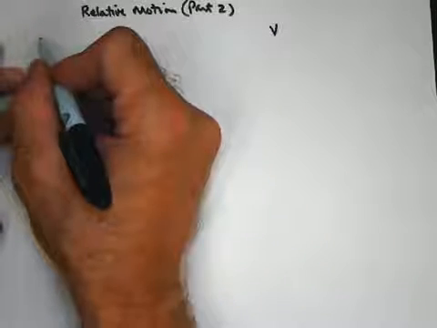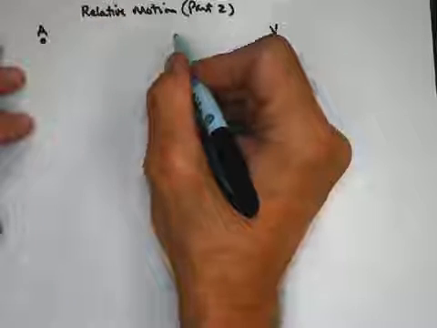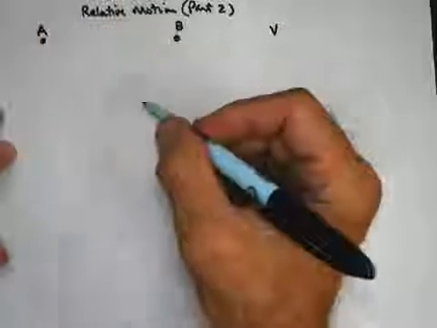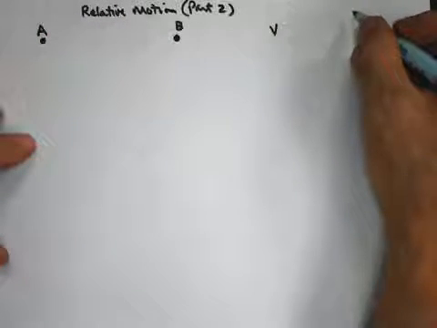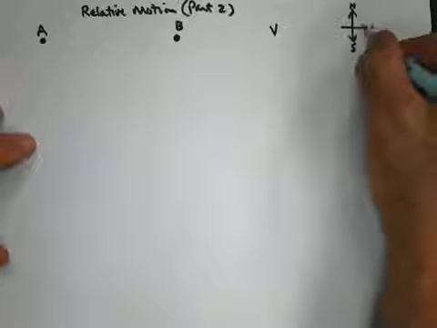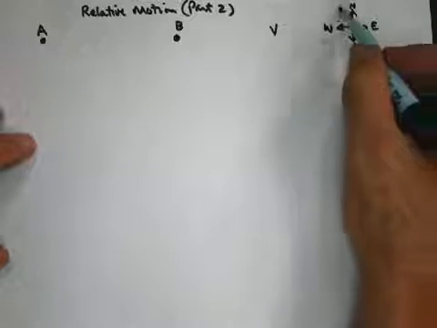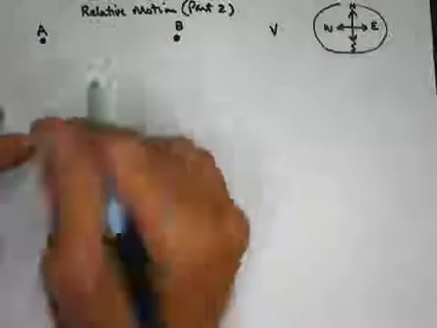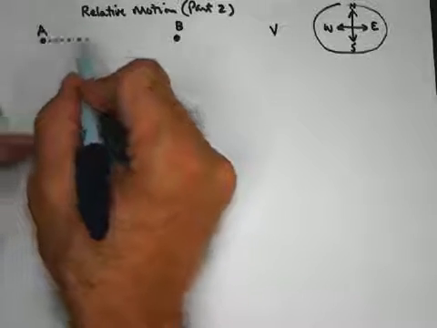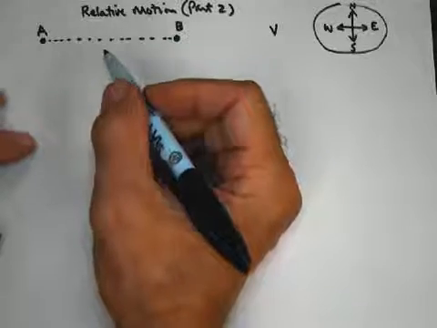Let's say that we have a pilot who wants to fly from point A to point B, straight east. If I put a compass rose up here, up would be north, down would be south, to the right would be east, and to the left would be west. So there's my compass rose here. The pilot wants to fly from A to B, which is directly east. B is directly east of A.